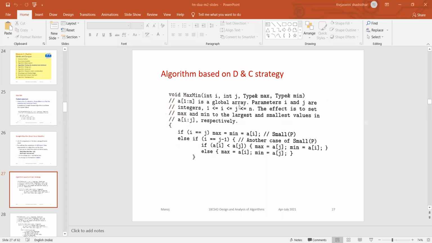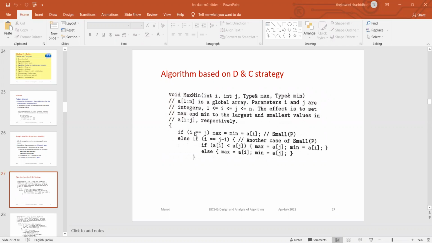There is no condition on i's termination. i will start at 1 and it will be less than or equal to j. And j should be greater than or equal to i, and j is ending at n, so j is less than or equal to n. j is ending at n and i is starting at 1.